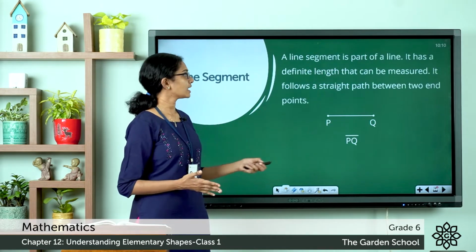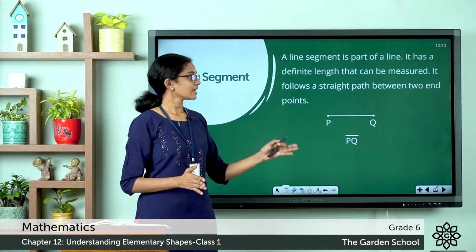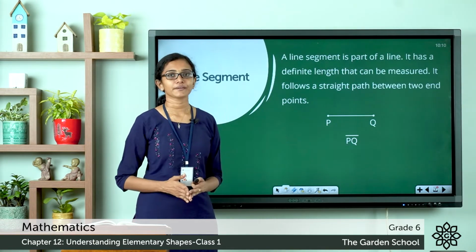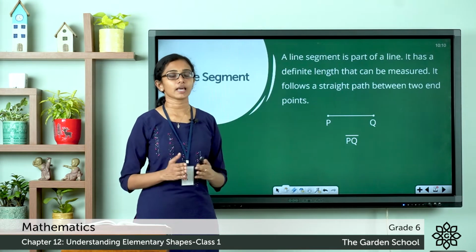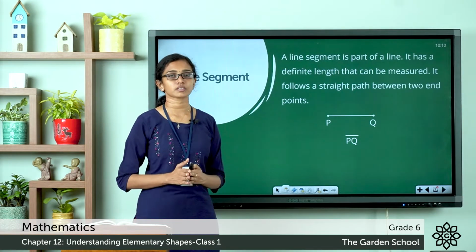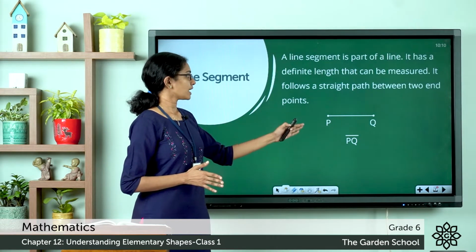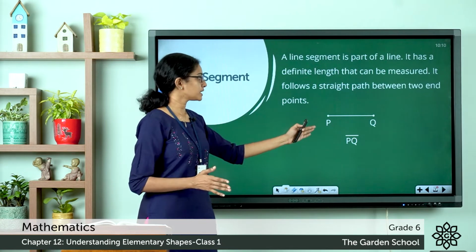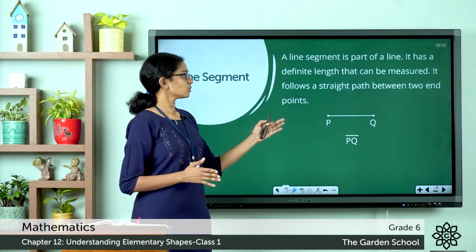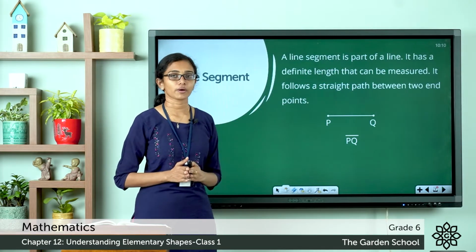Now let's see a line segment. A segment means a part of something. So a line segment is a part of a line. And since it is part of a line, it has a definite length. You can measure a line segment since it has a definite length. So this is a line segment PQ, which has two endpoints, which are P and Q. So a line segment follows a straight path between two endpoints.